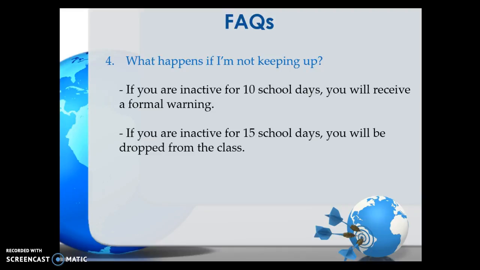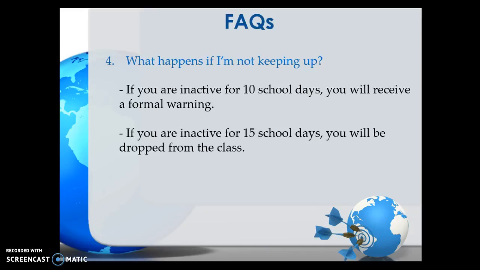Hey, you haven't done any work this week. Is everything okay? If you go 2 weeks of school, 10 school days without doing any work, then the online campus becomes involved and you'll receive a formal warning letter from them. And if students go a full 15 school days, then they're dropped from the class. That kind of correlates with the actual schools. If a student doesn't attend school for 15 consecutive school days, they're dropped from the school roster.